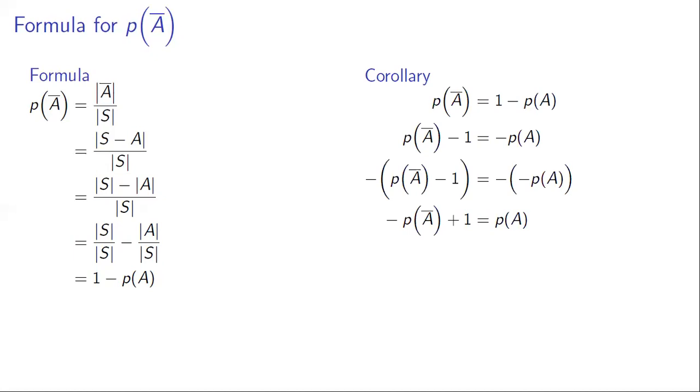And so what this means is we have here a new formula for probability of A. Thus, probability of A is equal to 1 minus probability of A complement. Okay, so that's a sometimes nice little formula. Notice probability of A complement is 1 minus probability of A. Probability of A is 1 minus probability of A complement. All right, now let's use this formula that we came up with for probability of A complement in an example.